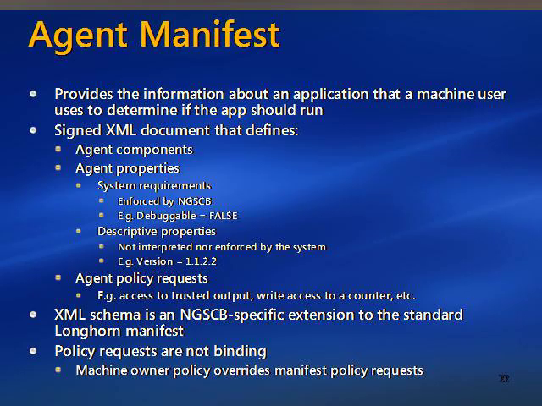Now, you may have heard a little bit about Longhorn Manifest while you've been here. We use the same concept. A manifest is simply a document that describes a lot of things about your agent. Whether or not you can debug the agent, so that we can prevent people from attaching debuggers to things you do not want them to attach debuggers to. What version you have, so that when somebody does an attestation, they can find out more about your app. And what the individual components of your app are.